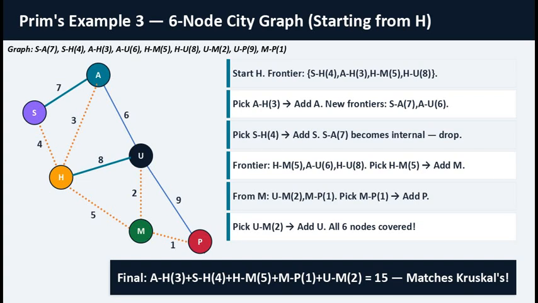This opens up two very cheap edges, MP at 1 and UM at 2, both of which get selected. All 6 nodes are now connected, and our total cost is 3 plus 4 plus 5 plus 1 plus 2, equaling 15, a perfect match with what Kruskal found earlier.